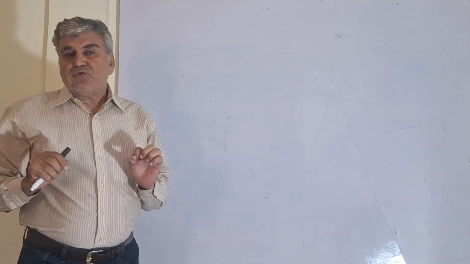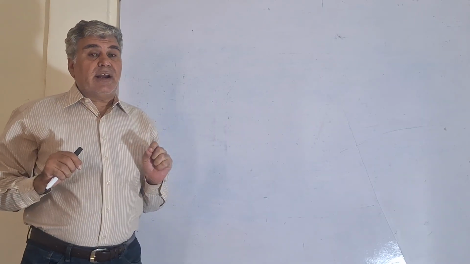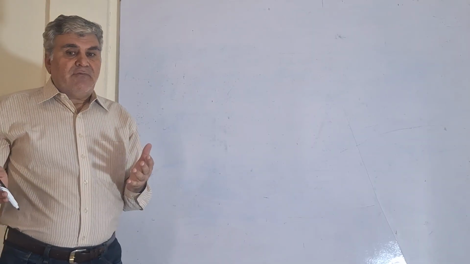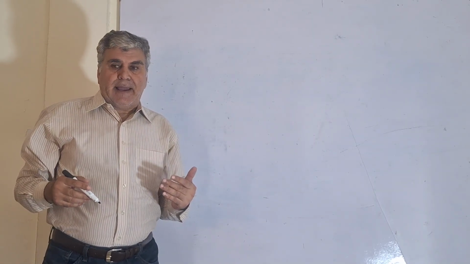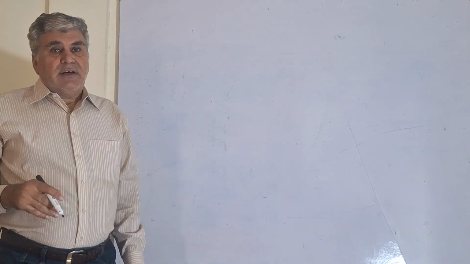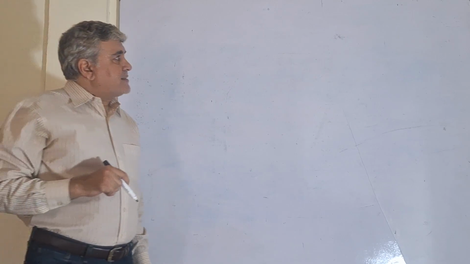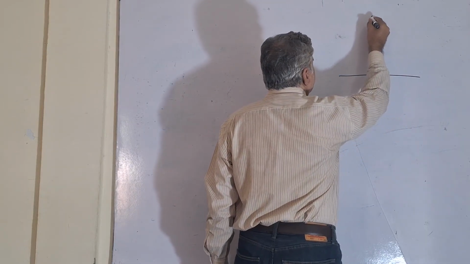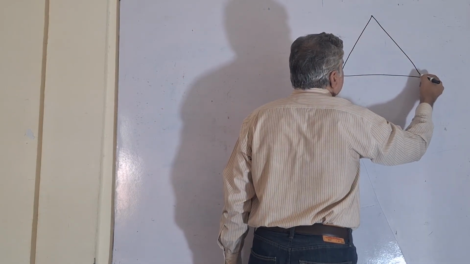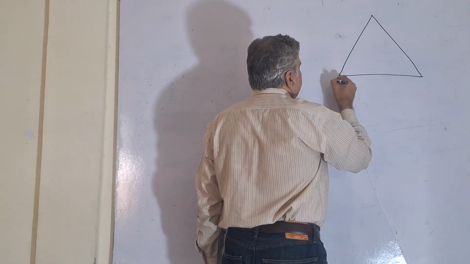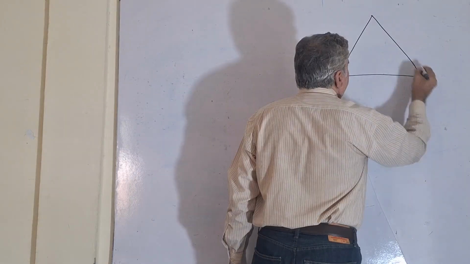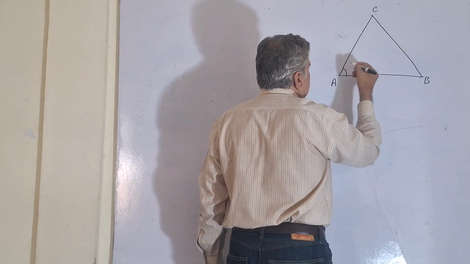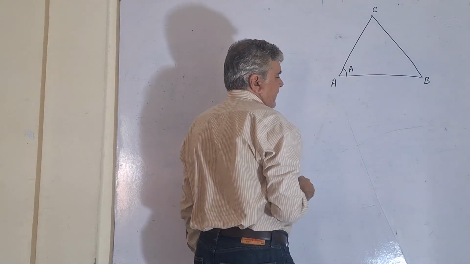Similarly, if we know the lengths of two sides and the corresponding angle between the two sides, we can find every aspect of any triangle, and that we do with the help of the law of cosine and some other trigonometric relations. So in order to understand this, I consider a general triangle and I represent the vertices with A, B and C, and I call this angle A.